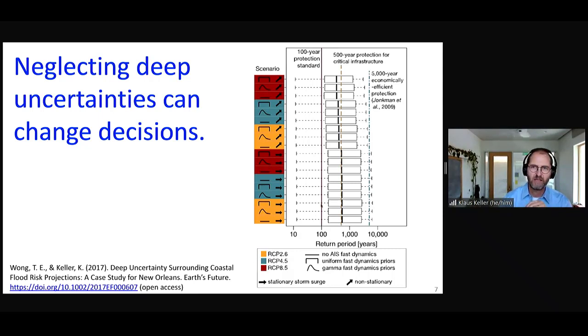And so if you make different choices, here are 18 scenarios where we a priori cannot really say which one is better. They all are, at the expected value and the median value, better than 1 in 100. But for critical infrastructure like hospitals, you want to have 1 in 500. And for that, it doesn't always work, because some scenarios work and some do not work. And so neglecting deep uncertainty can change decisions.